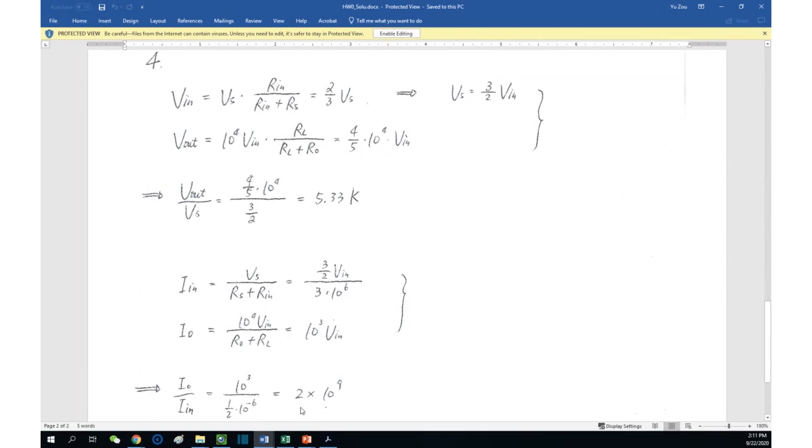This is the result. Voltage and current gains. A little bit of algebra. What you applied is nothing more than voltage divider and Ohm's law.